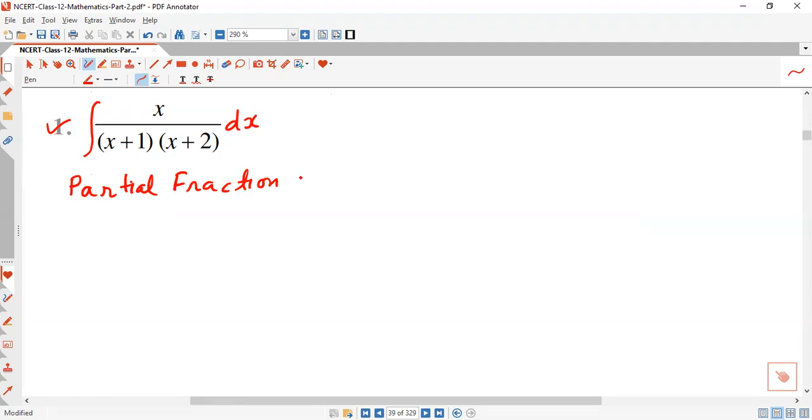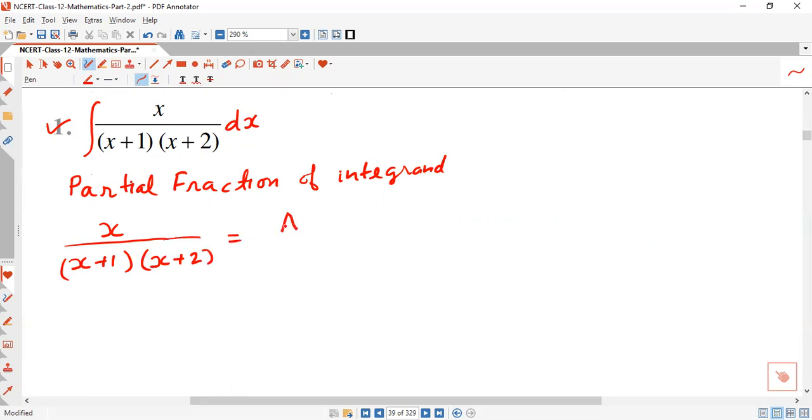Partial fraction of the integrand. The first step is that x upon x plus 1 times x plus 2 can be written as a upon x plus 1 plus b upon x plus 2. Both the factors are linear, which means the power of x is 1. So for these two linear factors, I write a upon the first factor plus b upon the second factor.